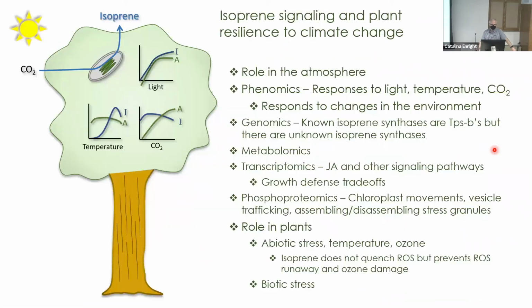So that's the story. I wanted to tell you about the role in the atmosphere, the phenomics, genomics, metabolomics. But the role in plants, we think, has to do with abiotic stress, especially temperature and ozone. And I think isoprene doesn't quench ROS. A lot of people think that, but I don't think it quenches it; it prevents it from being made and prevents ozone damage in that way. There's a story about biotic stress, but I'll leave that for another day.